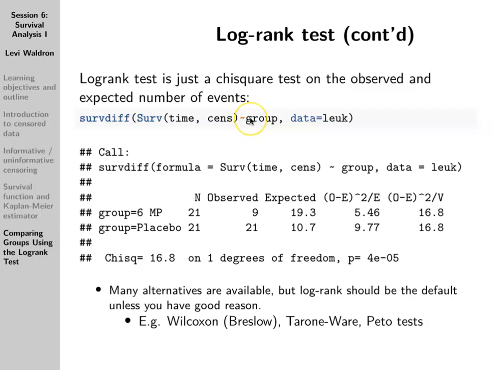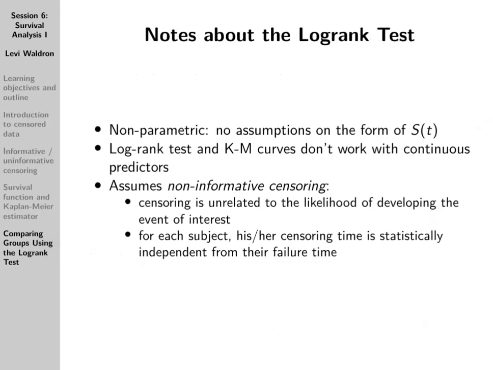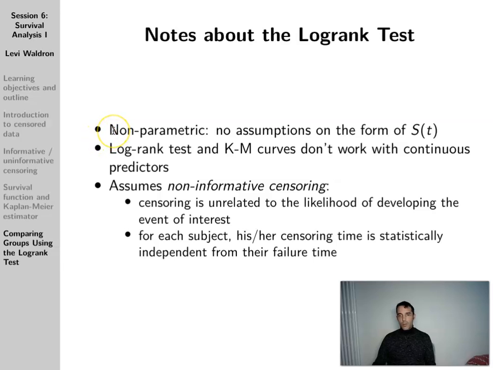It's worth pointing out that the log rank test, you cannot use it for multivariate analysis. This is only for a single predictor of survival. So if you want to do something like adjusting for hypothesized confounders, then you actually need to fit a multivariate model, which we haven't gotten into yet today. Some notes about the log rank test. First of all, it's non-parametric, so it doesn't require any assumptions about the form of the survival curve.